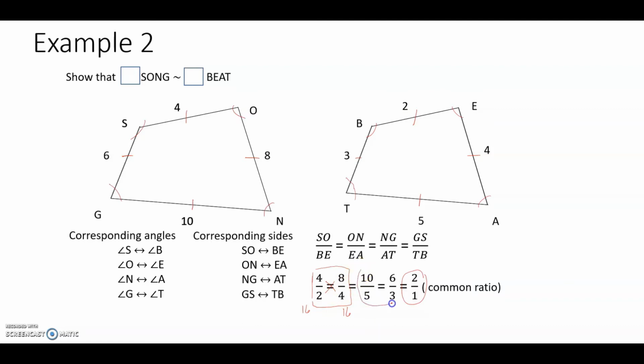You can also use 10 over 5 and 6 over 3. Cross multiply. So 5 times 6 is 30. 10 times 3 is also 30. So you will notice that whenever you choose any 2 of the fractions, once you cross multiply or use the cross product property in proportion, they will arrive at the same product.